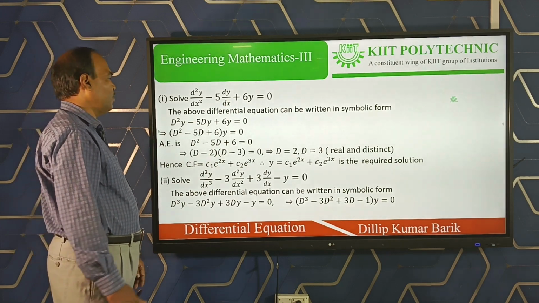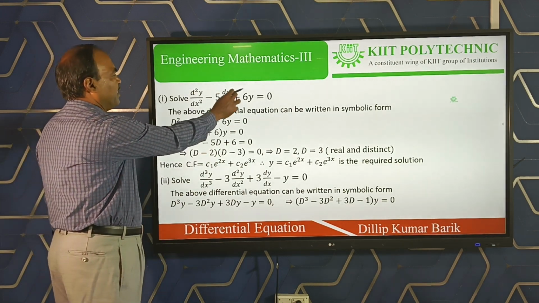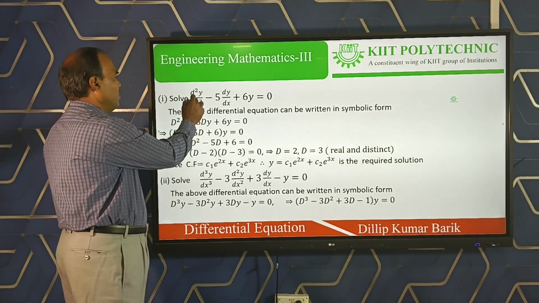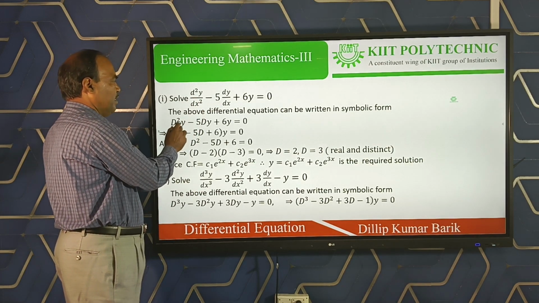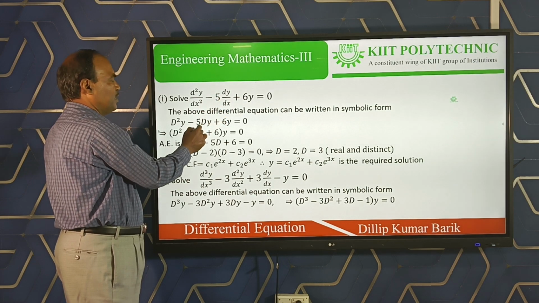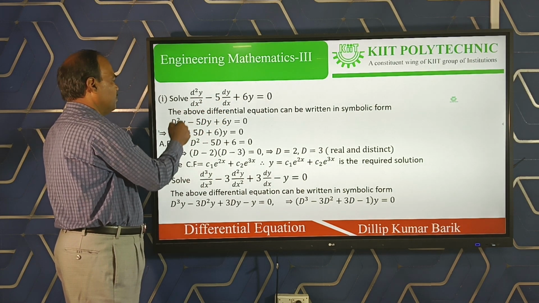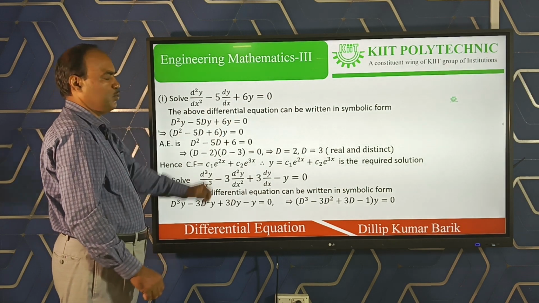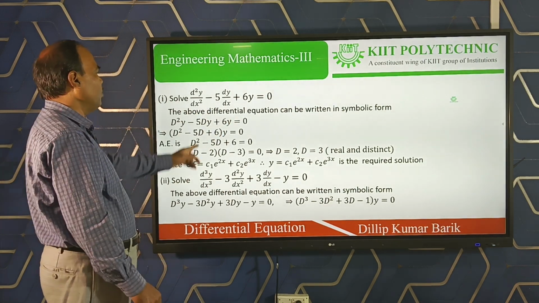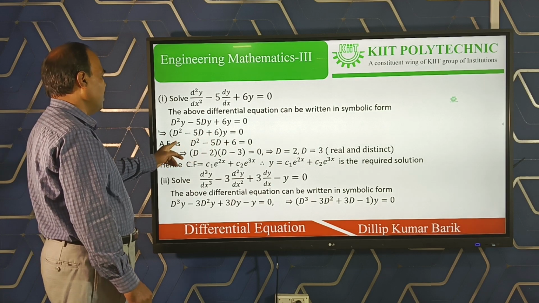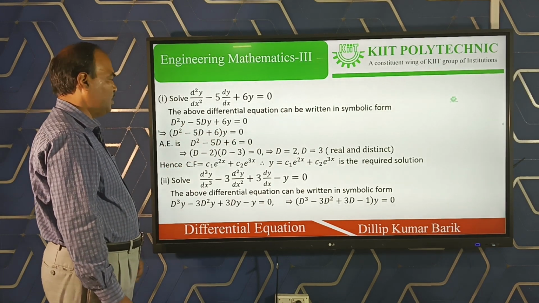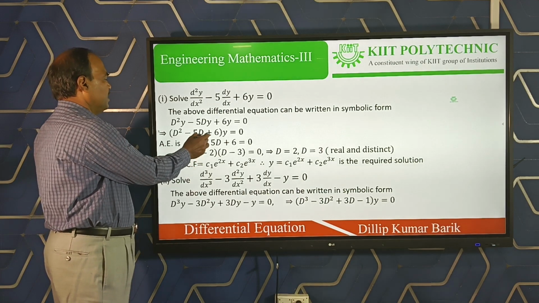First, what is the procedure? We write its corresponding symbolic form. The symbolic form is what? Because d²y/dx² stands for D²y, dy/dx stands for capital D. So its corresponding form is D²y - 5Dy + 6y = 0. Taking y common, (D² - 5D + 6)y = 0. So this is the symbolic form.